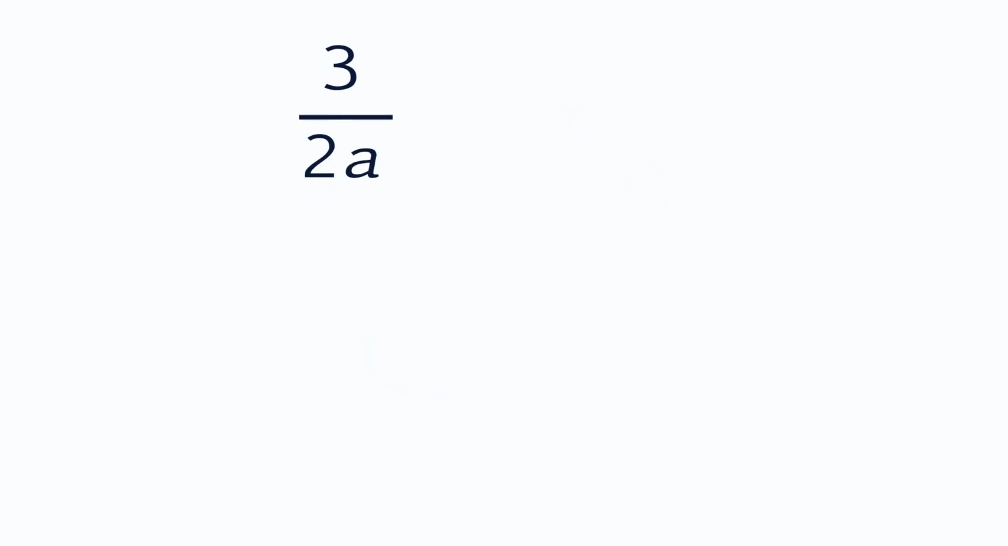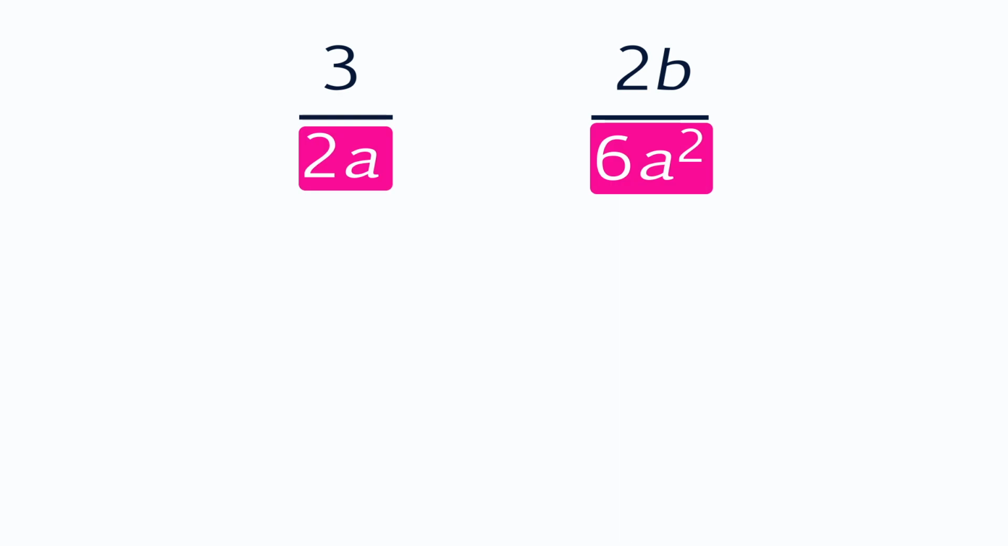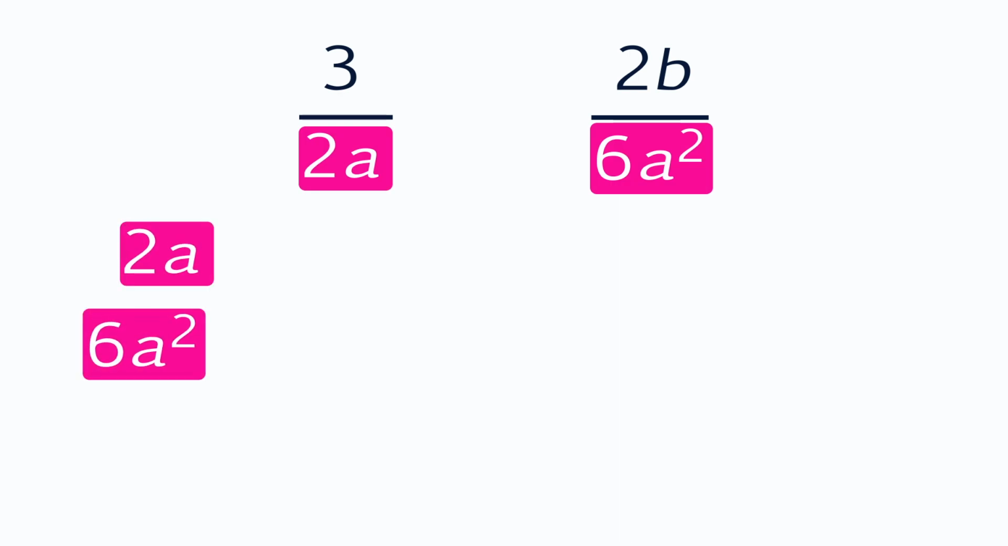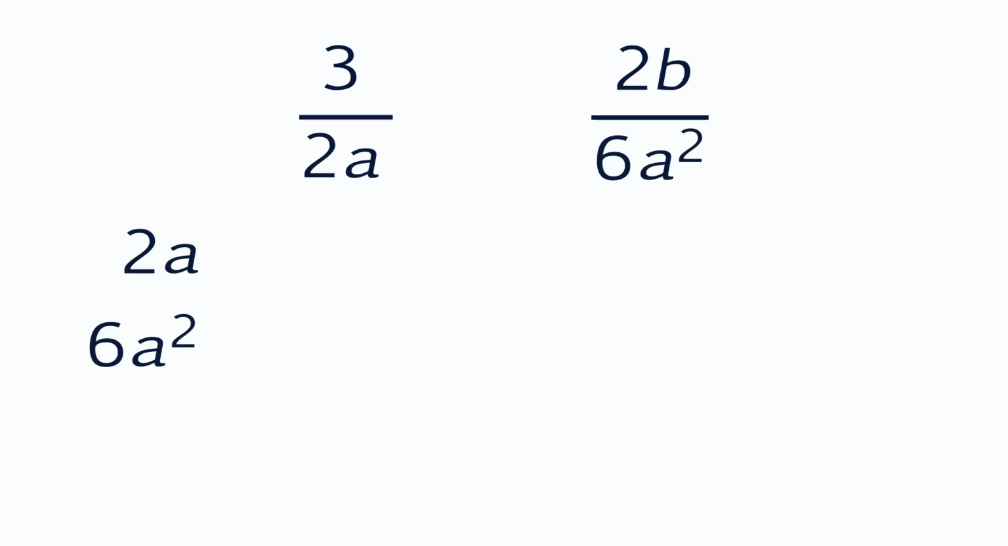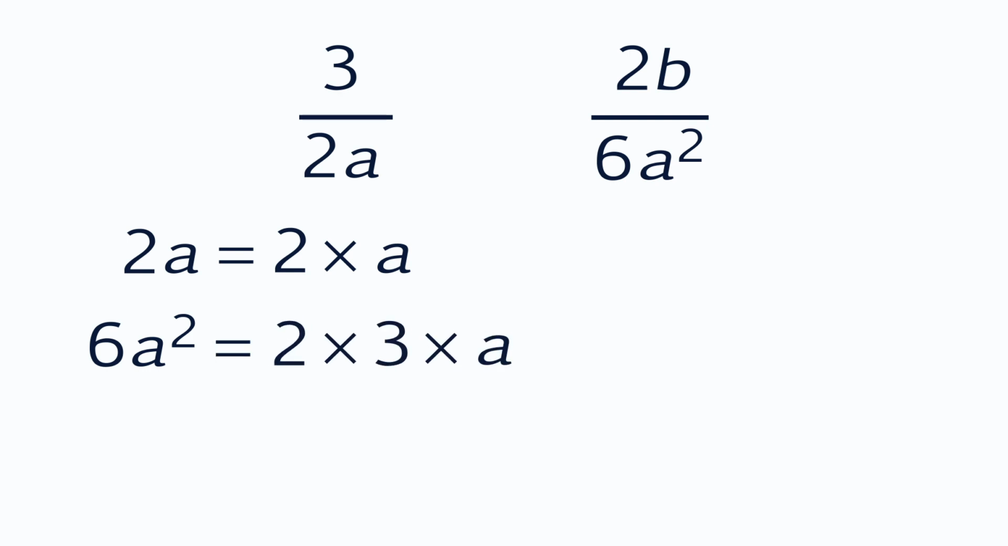First, you have the fractions 3 over 2a and 2b over 6a squared. You first list the denominators. They are 2a and 6a squared. The next step is to find the prime factorization for each denominator. 2a equals 2 times a. 6a squared equals 2 times 3 times a times a.